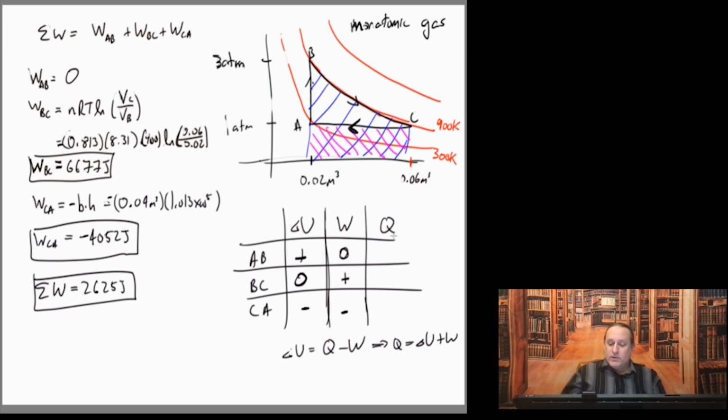So the Q is the sum of delta U plus W. If we add a positive number and 0, we get a positive number. 0 plus a positive number gives me a positive number, and a negative number plus a negative number gives me a negative number. So that tells me I only need to look for the Q from A to B and from B to C. So let's do A to B first.